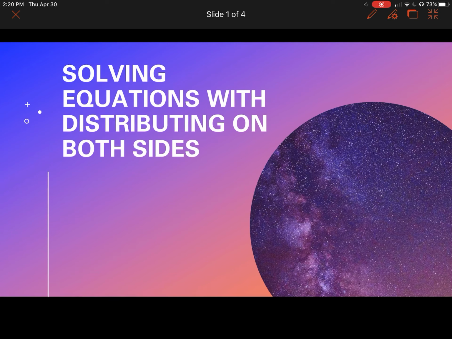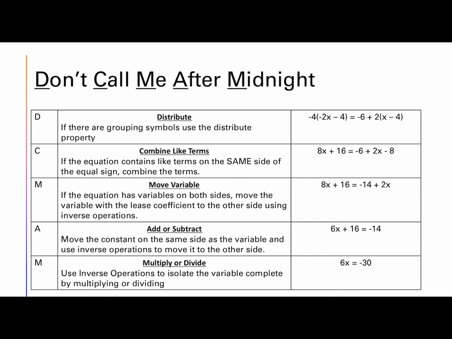Today we will be doing solving equations with distribution on both sides of the equal sign. A good way to remember how to do this is using "Don't call me after midnight." The D stands for distribute, the C, combine like terms, the M, move variables to one side of the equal sign, the A, add or subtract the constant to isolate the variable, and then the M, multiply or divide to remove the coefficient.